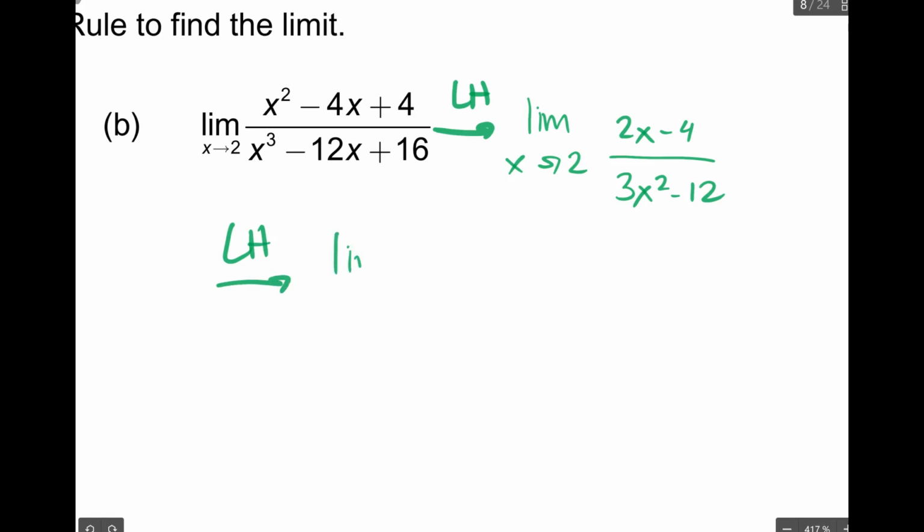So then 2 over 6x. And that's just 1 over 6. Yay.